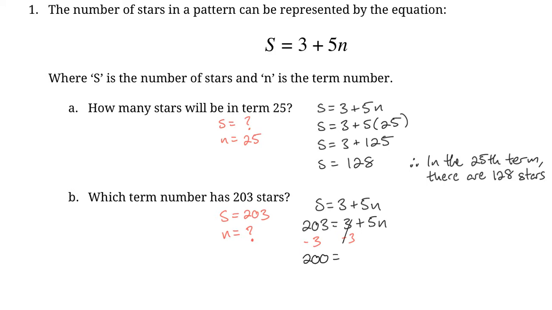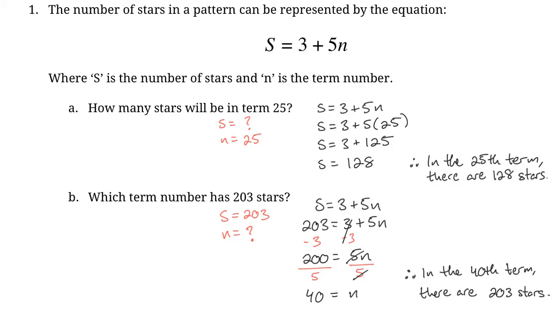So we're going to subtract 3 from both sides of our equation, which means we're going to be left with 200 equals 5n. And since we're solving for n, we need to get n on its own. n is being multiplied by 5, so we need to do the opposite of multiplication, which is division. So we're dividing both sides of our equation by 5. And that's going to leave us with n is equal to 40. So this just means in the 40th term, we have 203 stars.